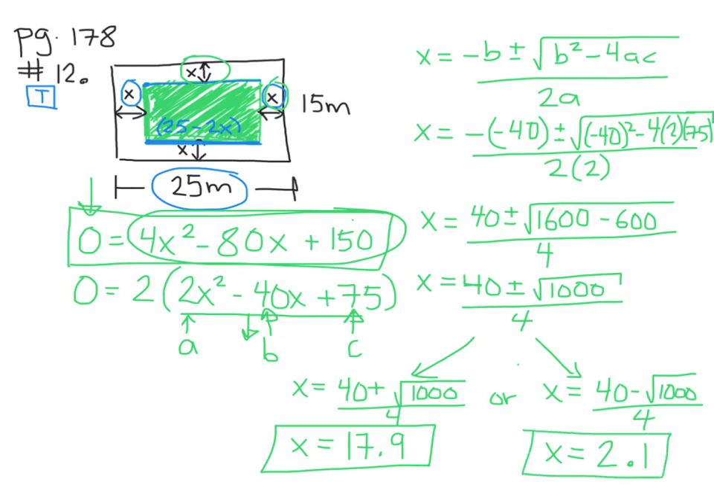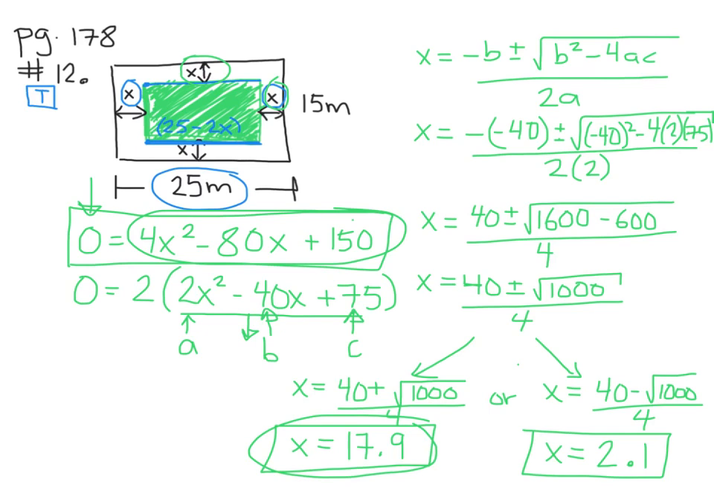Now, this is kind of weird because normally in a situation like this, one of our answers would be negative, and so we can cancel out the answer that doesn't make sense, which is negative. However, in this question, both of these answers are positive numbers, so can it be both? Well, let's take a look at the original question here. Maybe one of these things doesn't make sense. Does 17.9 actually make sense?